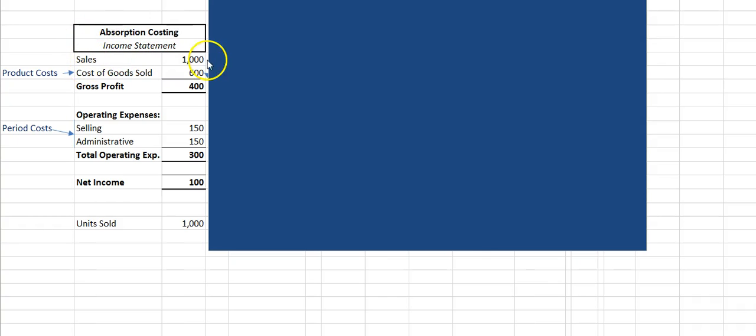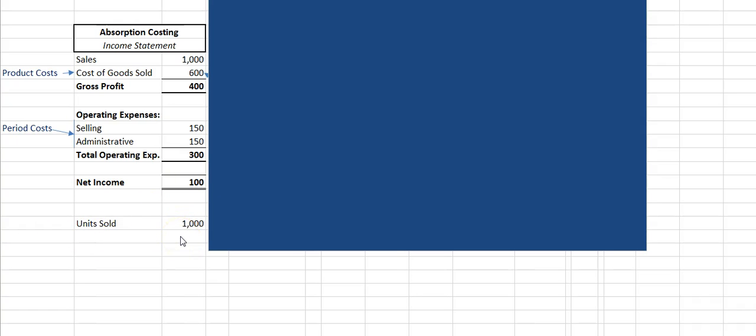You will notice that it has sales, cost of goods sold, gross profit. Gross profit is sales minus cost of goods sold, and whatever you have as gross profit is used to cover selling and administrative expenses. This is a very simple example in which the gross profit is $400 and the operating expenses is $300, so our net income is $100, and we sold 1,000 units in this example.